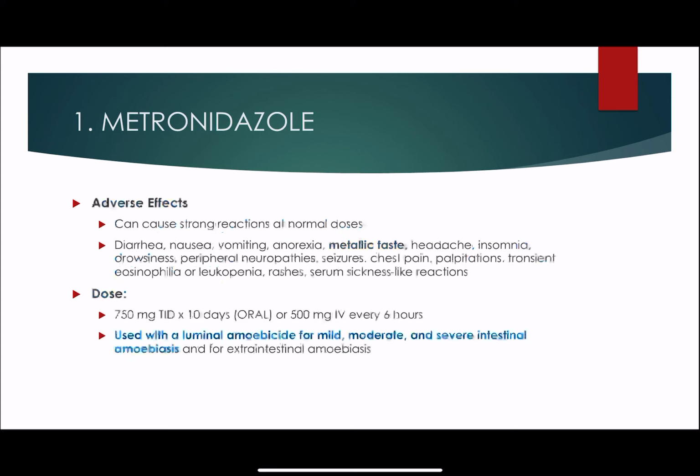Adverse effects can cause strong reactions at normal doses. It has a metallic taste. You can have GI disturbances. More serious ones include peripheral neuropathy, seizures, chest pains, palpitations, transient eosinophilia and leukopenia, rashes, serum sickness-like reactions. So, ideally, it should be used with the luminal amoebicide for mild, moderate, and severe intestinal amoebiasis and for extraintestinal amoebiasis.